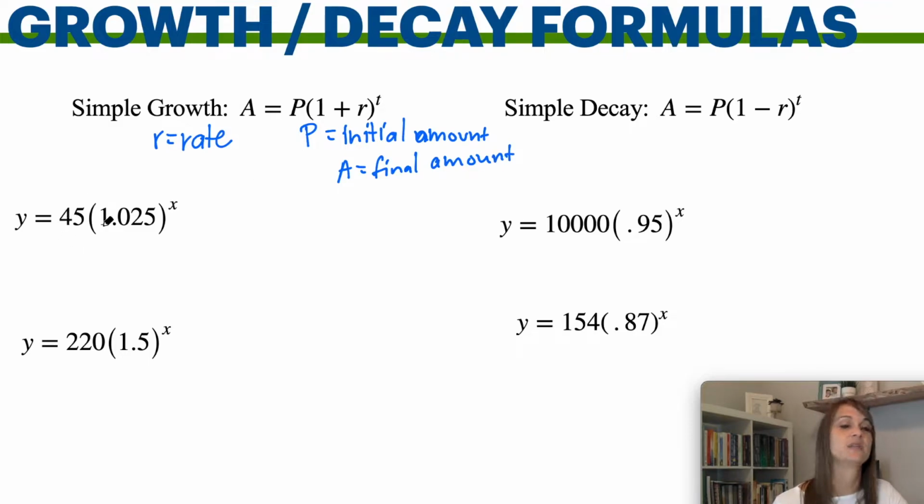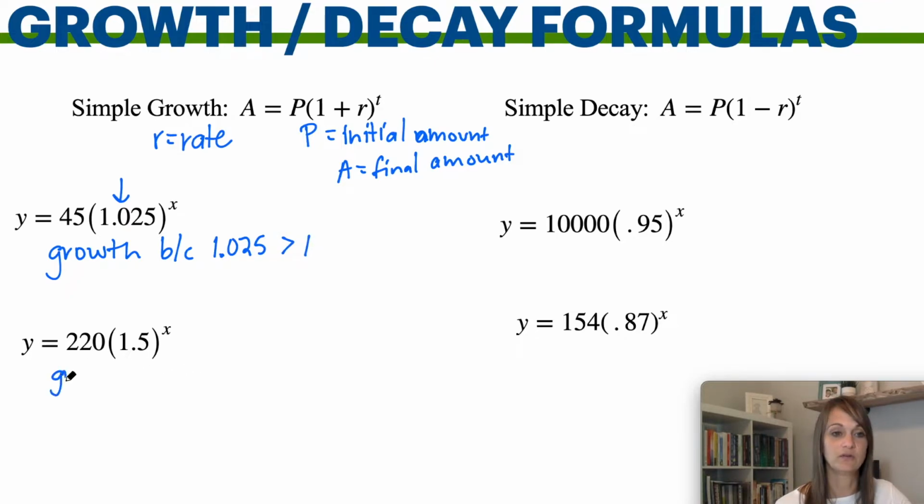So for example, this would be a growth. Why? Because this number is bigger than 1. Growth because this number is bigger than 1. This would also be a growth, again, because 1.5 is bigger than 1. So these are both growths, which means the graph will increase. These would be considered a type of decay.